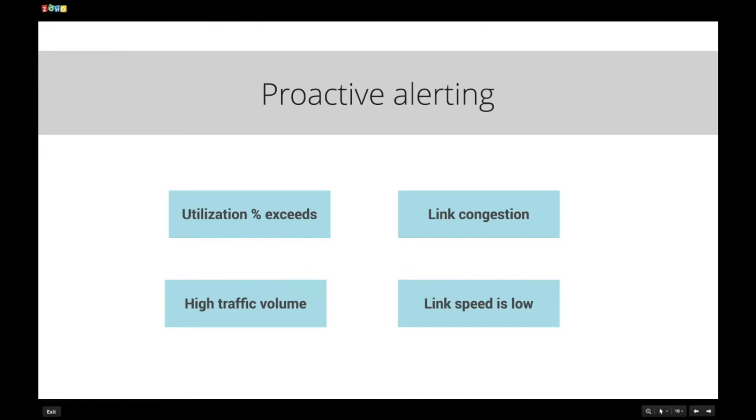We have seen in the last session how to set threshold-based alerts in your network. For situations such as high utilization, link congestion, an increase in traffic volume, or slow link speed, you can get alerted if there is any threshold violation for any of these criteria. You can view all these details in your NetFlow Analyzer alarm page and also get a pop-up for each of the alarms generated.